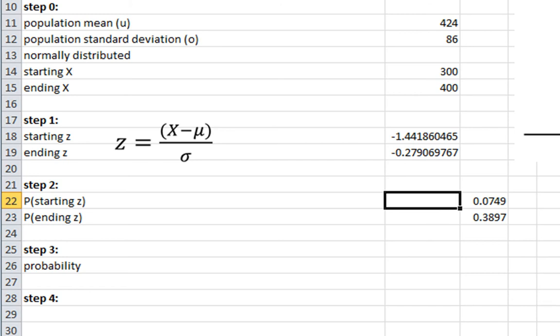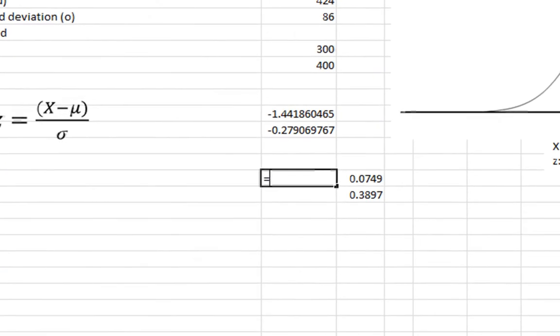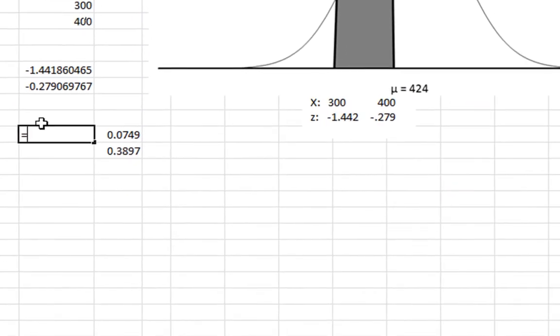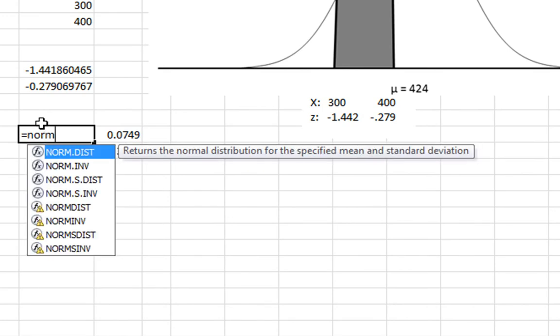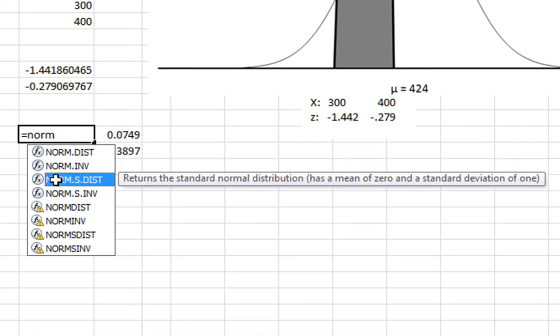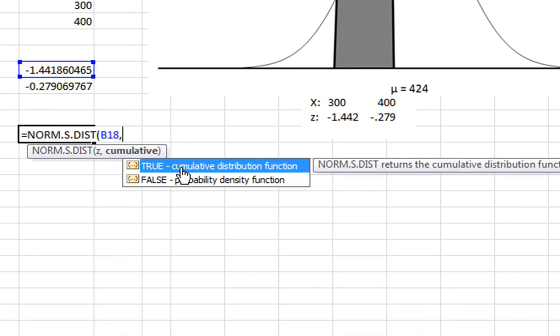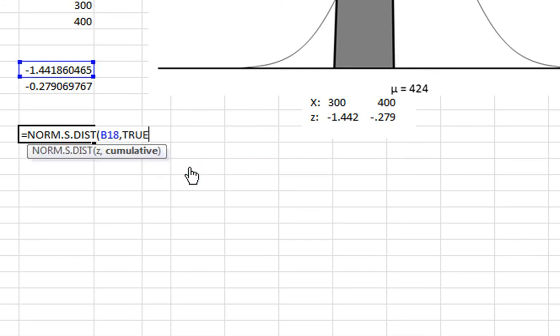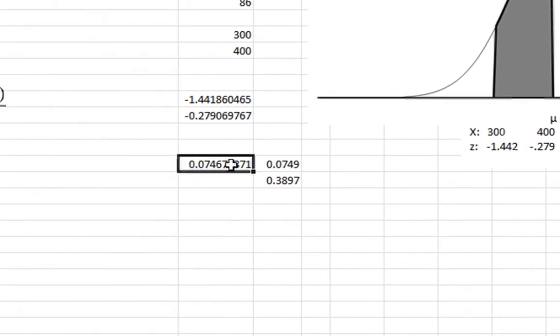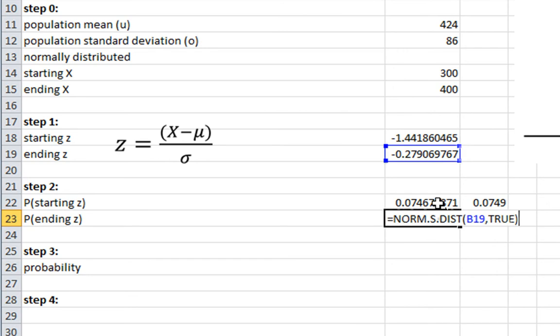The other way to do this, you can do it whichever way you find is easiest, but I think this is pretty cool. This is how I actually generated the z table that I handed out to you. So the way to do this is just to type in norm, and we're looking for this normal standard distribution here. It's telling you it's going to return the standard normal distribution with a mean of 0 and a standard deviation of 1. So it's asking us for our z-score. For our starting z, you can click on our starting z. We want to put in true because we want to calculate the cumulative probability. In other words, the probability all the way from the left end of the curve up to this particular point. And we can just copy this formula down because it's going to be a relative reference. It's just already done it for us. Okay, so B19 and true.